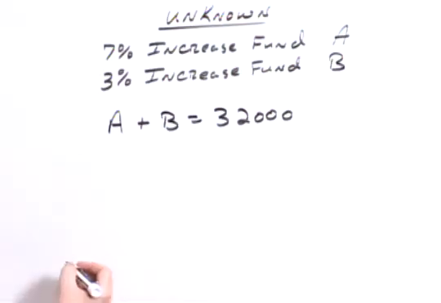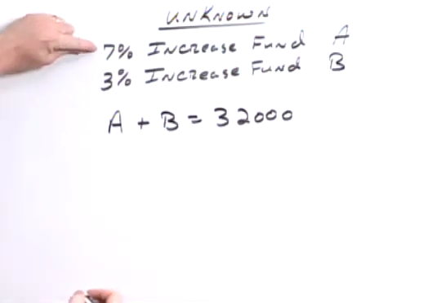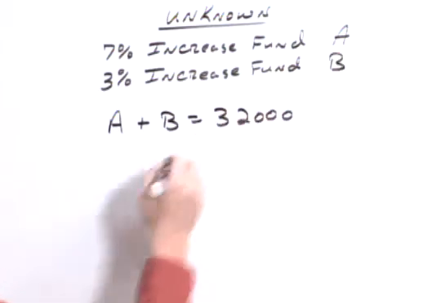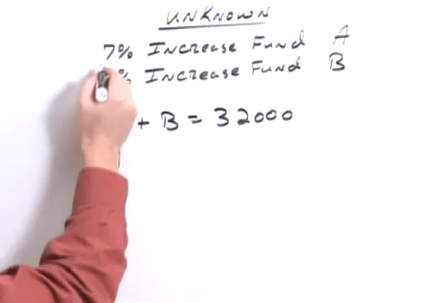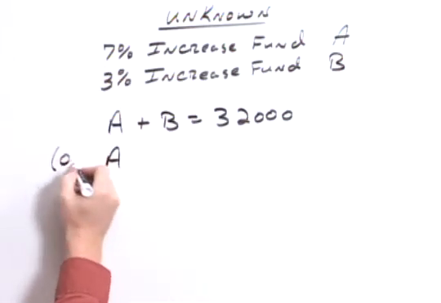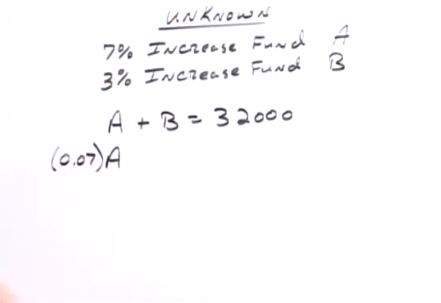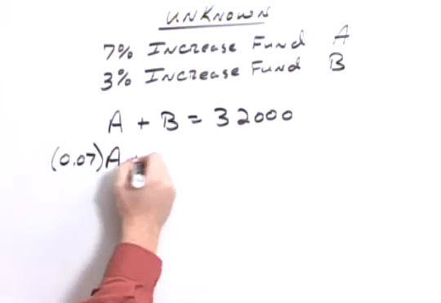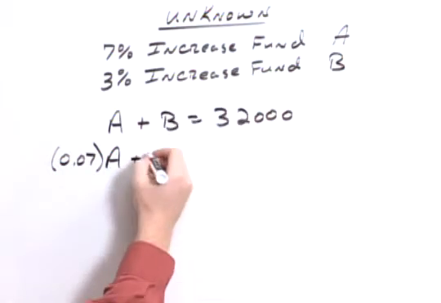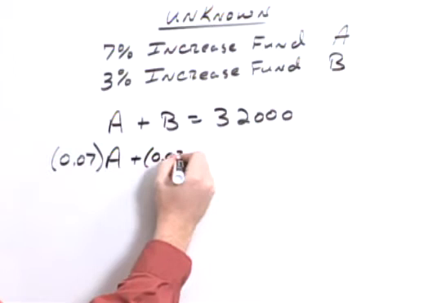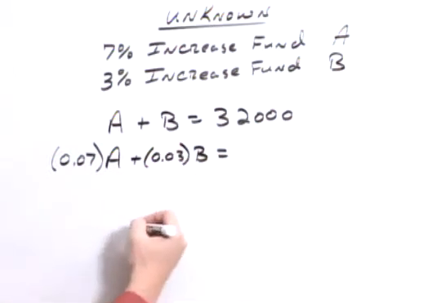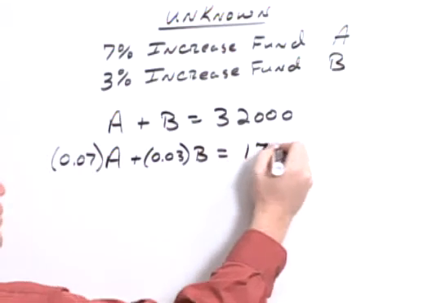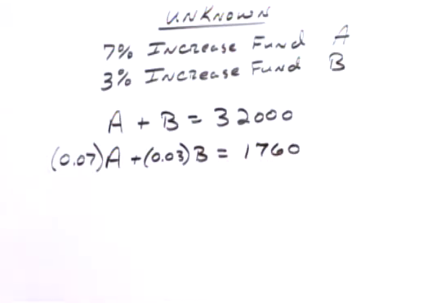The way that we would generate the profit is we would take the percent increase times the amount that she has in the fund. So for our A, it would be A times the 7%. But I want to use 0.07 instead of the 7%. The same with the fund B, it would be 0.03 times B. The profit from both of these funds then would be the total 1,760. Here's our system of equations.